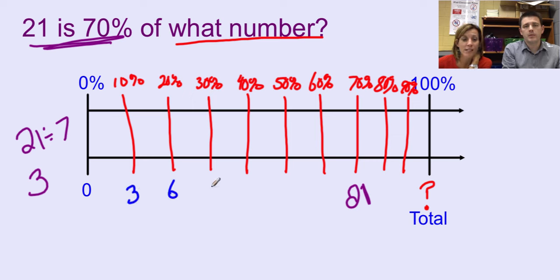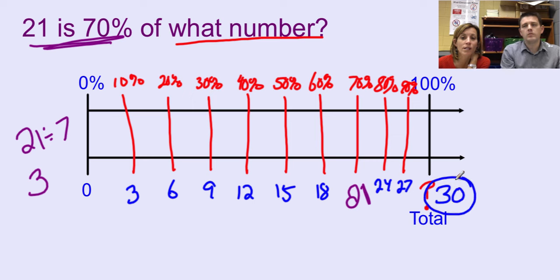So 3, 6, 9, 12, 15, 18. If it does not equal 21 at 70%, you've counted by something wrong, and then we need to go back and adjust. But we need to keep going. So 24, 27, and then the total would be 30. So we have now answered our question. 21 is 70% of 30. So of what number is asking you for the total, and we have found that it is 30.